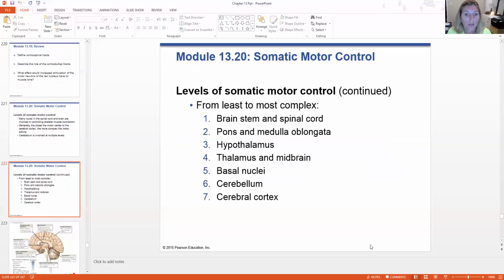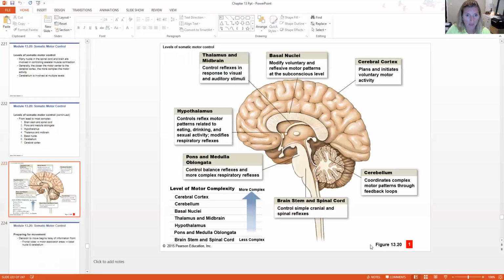Brainstem and spinal cord, pons, medulla oblongata, hypothalamus, all the way up to the cerebral cortex, which is the most complex level of control. There you see. Again, activities that are controlled by the brainstem and spinal cord are very basic, very simple. But then once we start to include some of these upper levels, now we're coordinating activities. Now we're adjusting things, or we're consciously controlling them with our own awareness and perception.